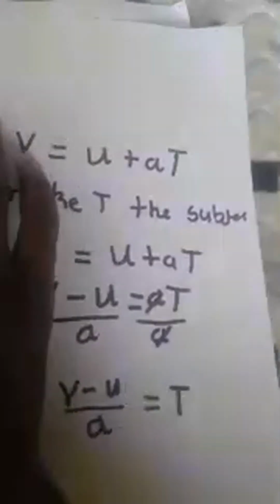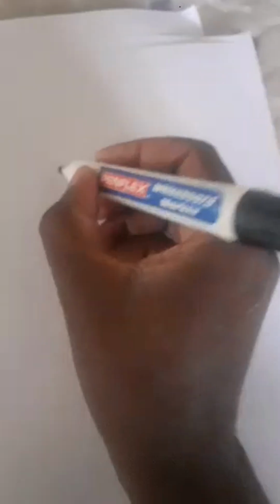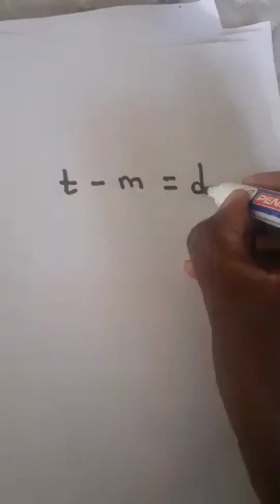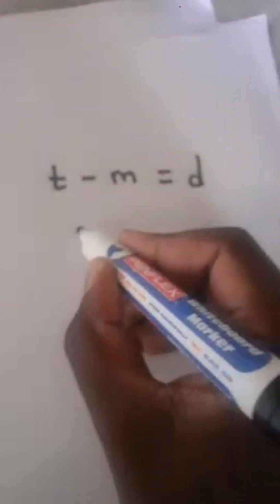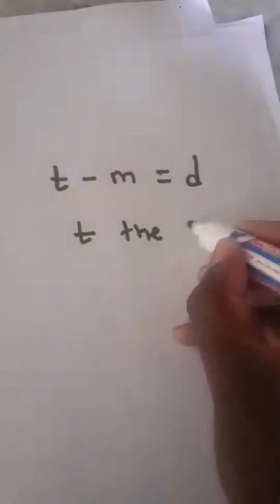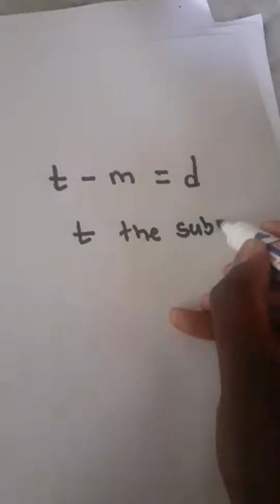So we are going to do another one here, which is T minus M is equal to D. Let's say we are asked to make T the subject of the formula.